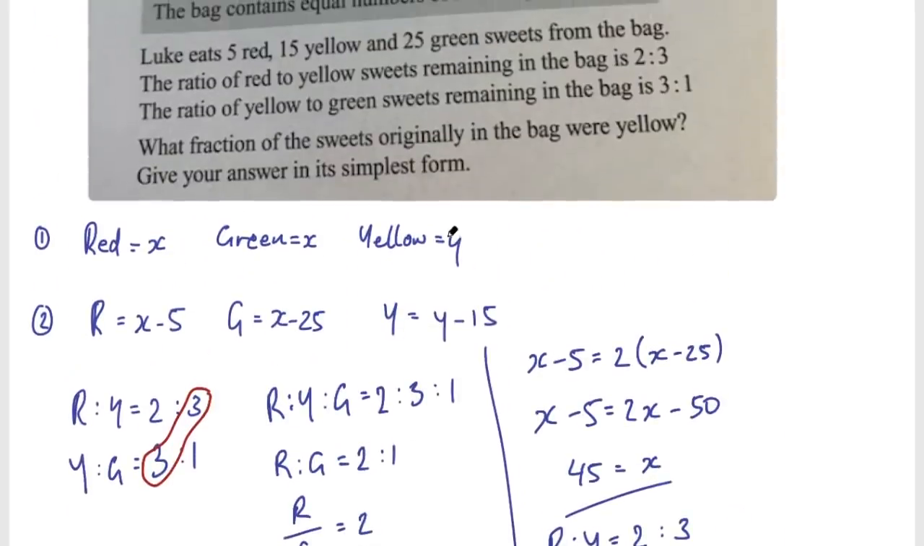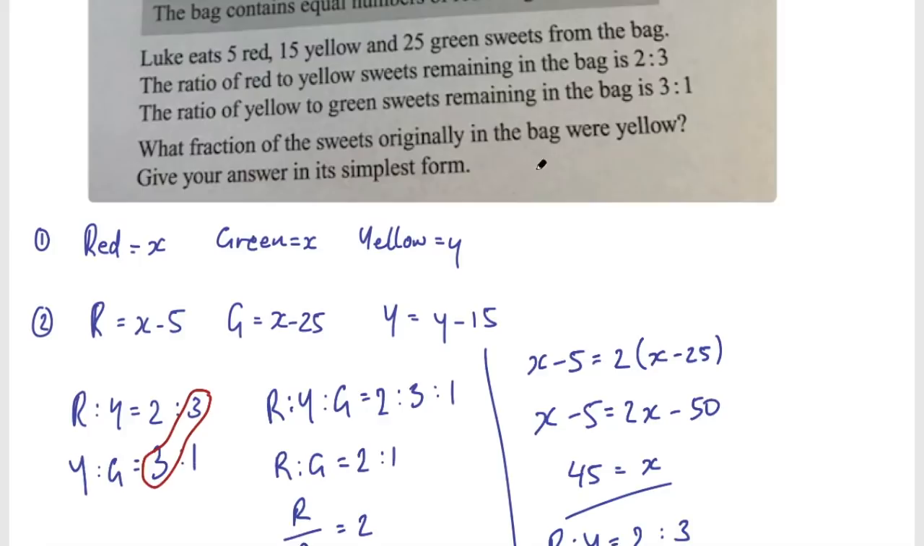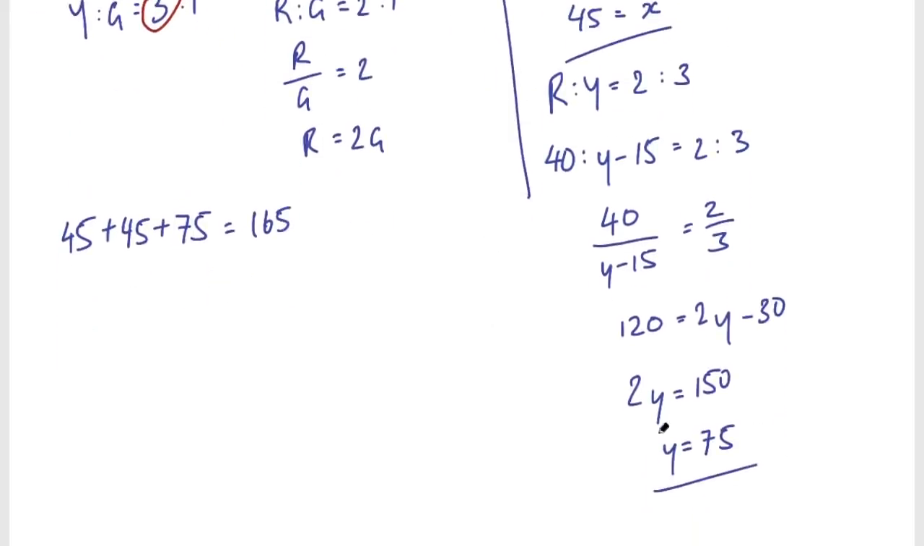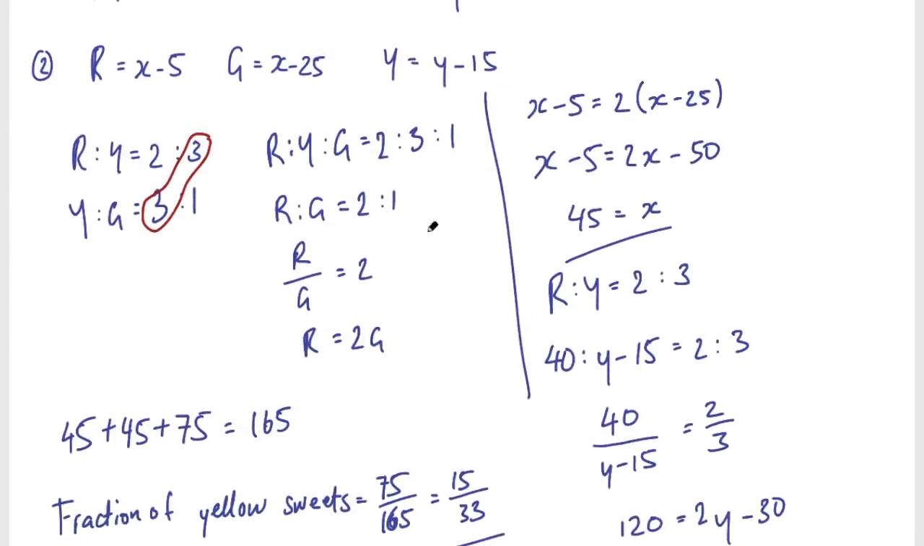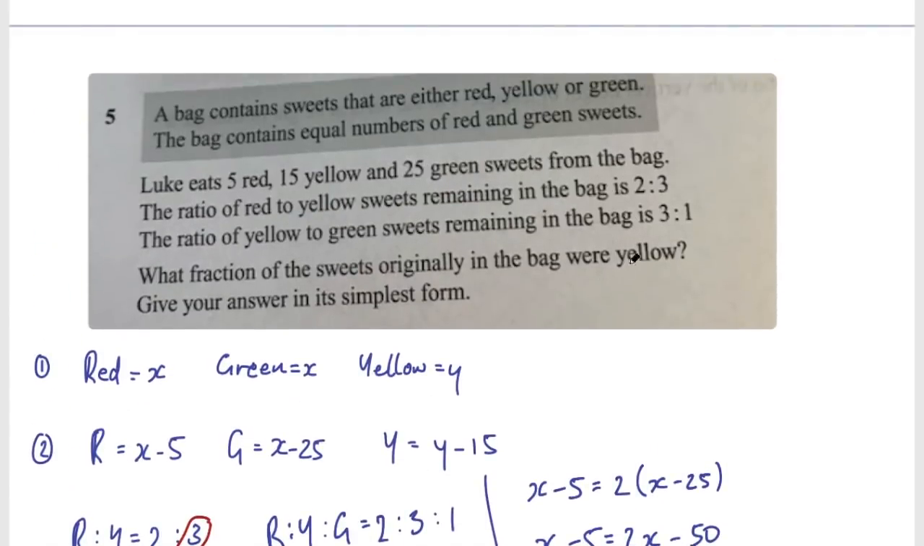And remember the question was saying what fraction of the sweets originally in the bag were yellow. So 75 yellow sweets originally and 165 sweets in total. So the fraction of yellow sweets equals 75 on 165. And that simplifies to 15 on 33. So that's my final answer for that question. I think that was maybe a 4-mark question.